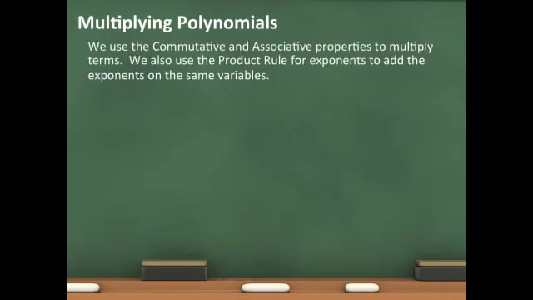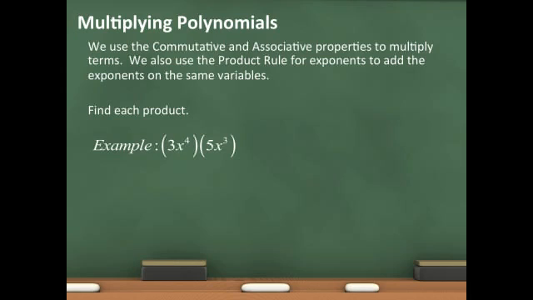We use the commutative and associative properties to multiply terms. We also use the product rule for exponents to add the exponents on the same variables. Let's look at some examples. Find each product. 3x to the fourth power times 5x to the third power.